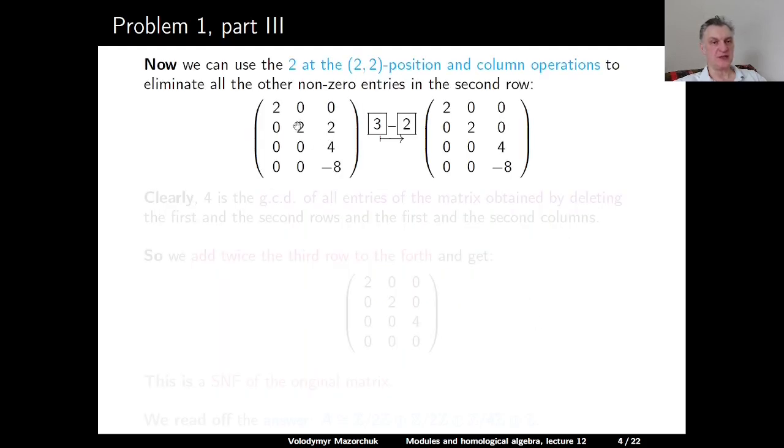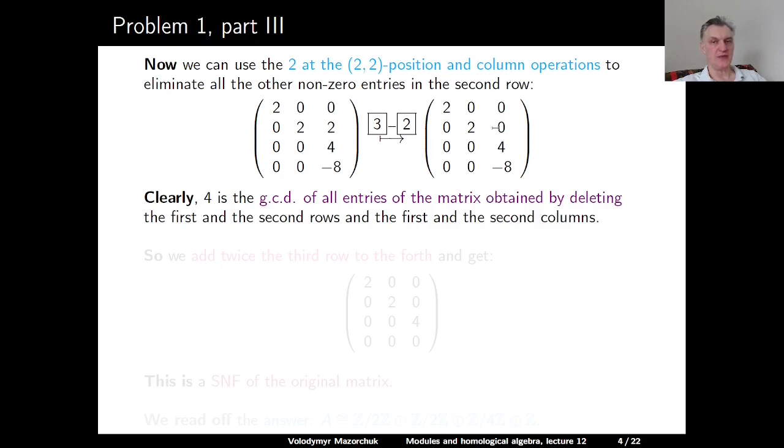Now in this matrix, we can use 2 in position 2, 2 to eliminate all other non-zero entries in the second row. So we use the column operations. We subtract the second column from the third column, and we get the matrix 2, 0, 0, 0, 2, 0, 0, 0, 4, 0, 0, -8.